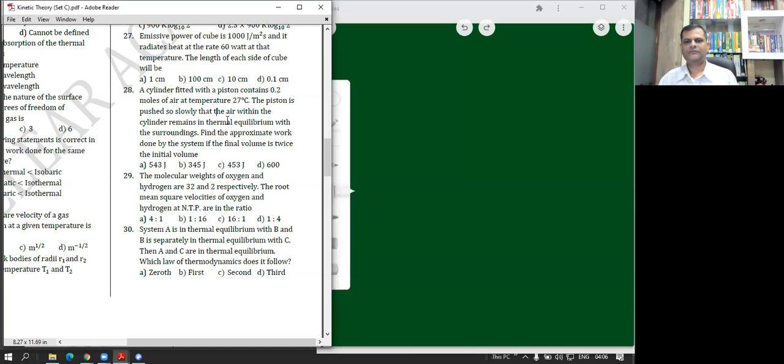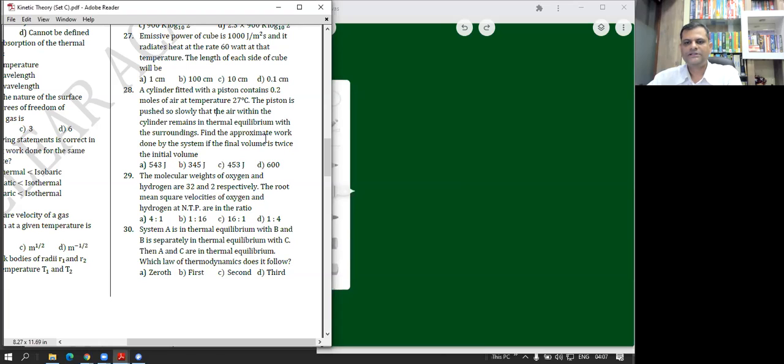A cylinder fitted with a piston contains 0.2 moles of air at temperature 27 degrees Celsius. The piston is pushed so slowly that the air within the cylinder remains in thermal equilibrium with the surroundings. Find the approximate work done by the system if the final volume is twice the initial volume.